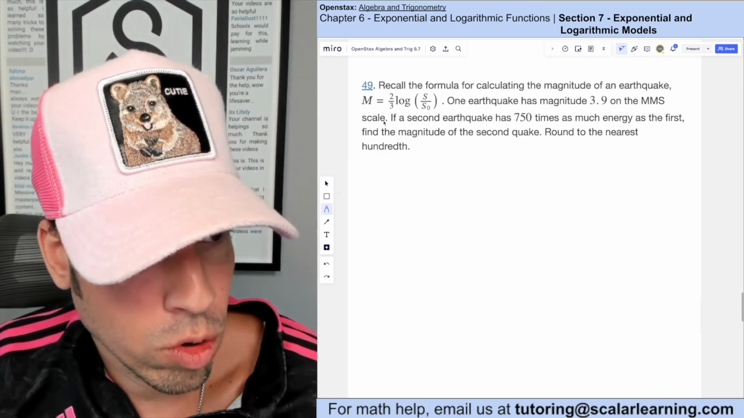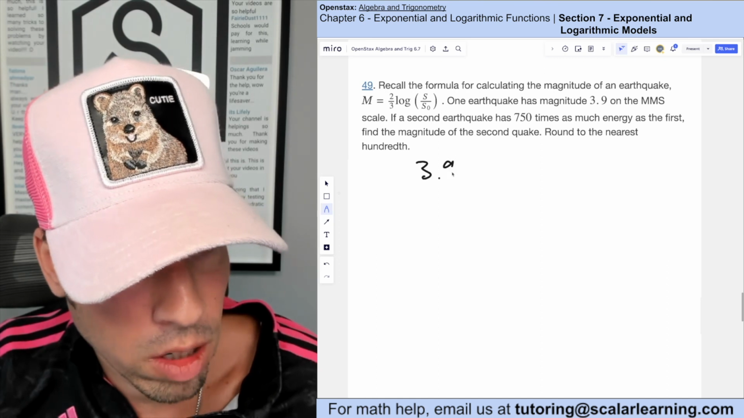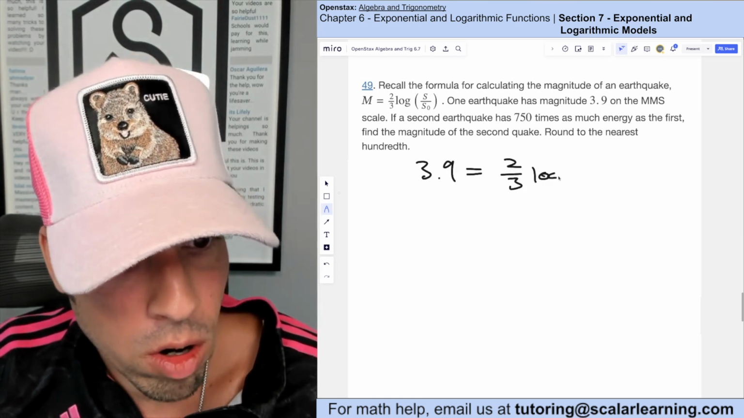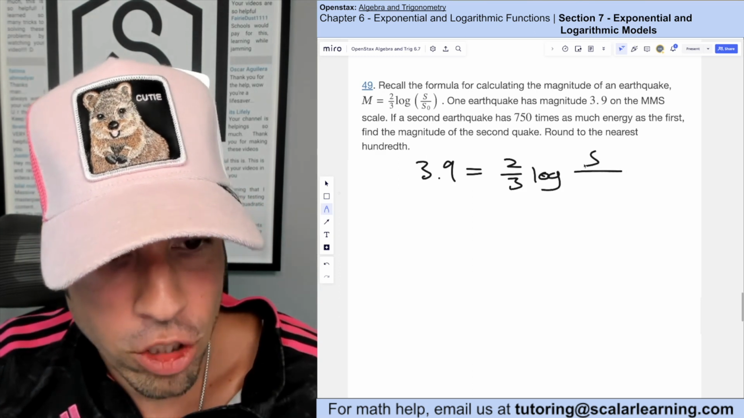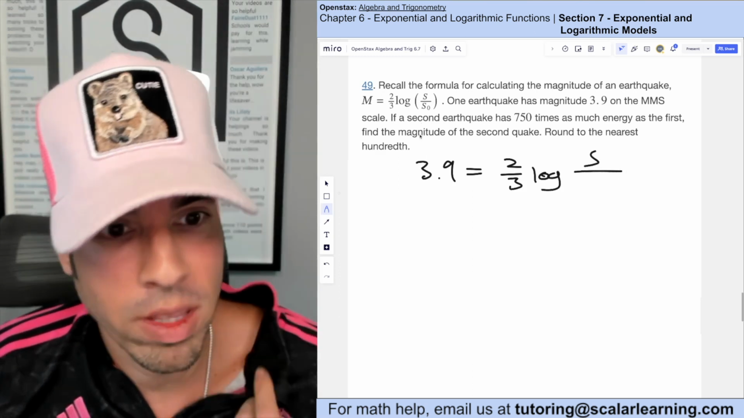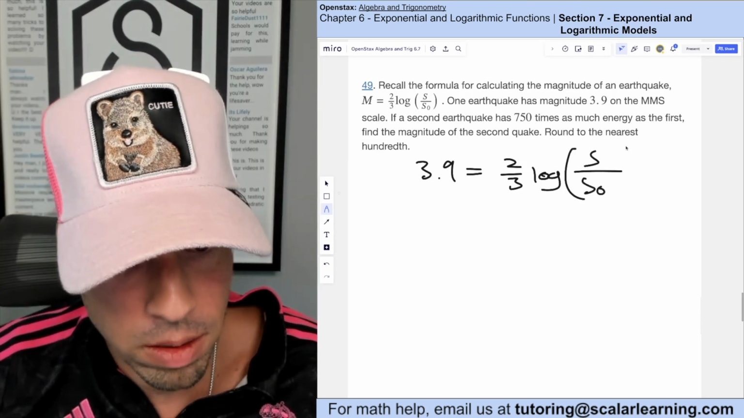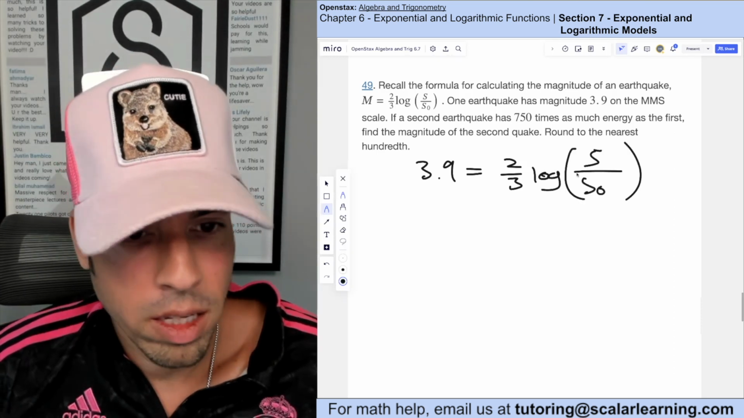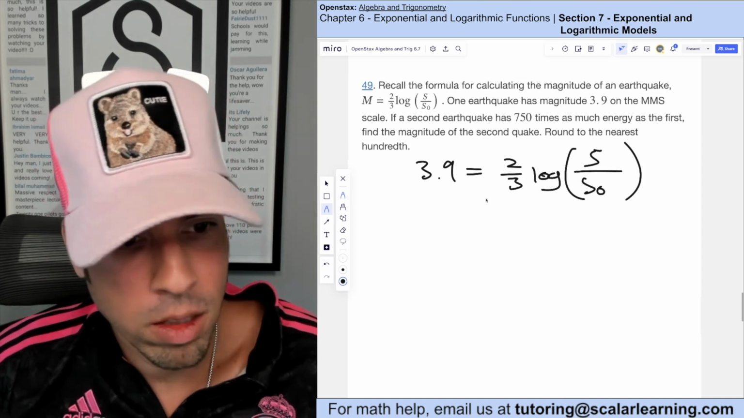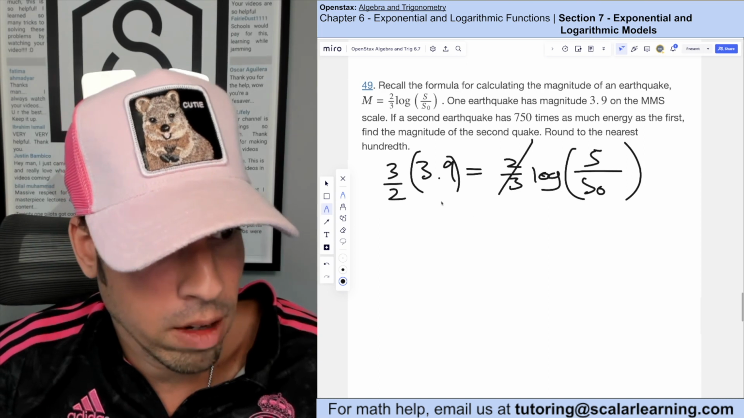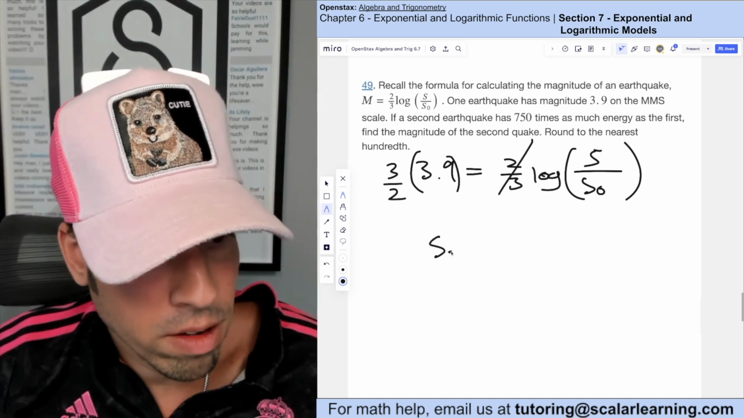So there's a little bit of a clever way that we can solve this one when we've got this magnitude equation. So we start with this magnitude of 3.9, and this is equal to 2/3 log of S, which is actually the magnitude of the earthquake, or the energy of the earthquake, I should say. And then S null is some constant. So the first thing I'm going to do is isolate this logarithm, and it's just going to make it a little bit easier. I'm going to multiply both sides by the reciprocal of 2/3, which is 3/2. And when we simplify it down, we get 5.85.